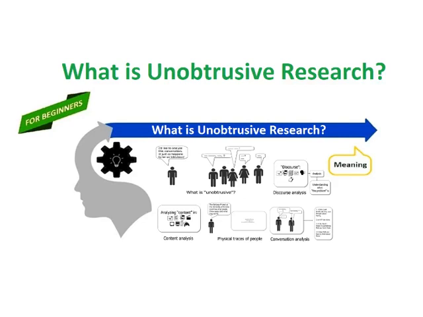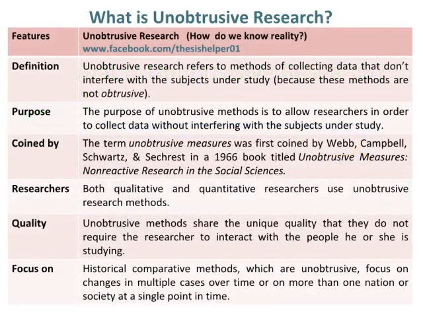What is unobtrusive research? Unobtrusive research refers to methods of collecting data that don't interfere with the subjects under study, because these methods are not obtrusive. The purpose of unobtrusive methods is to allow researchers to collect data without interfering with the subjects under study. The term unobtrusive measures was first coined by Webb, Campbell, Schwartz, and Sechrest in a 1966 book titled Unobtrusive Measures: Non-Reactive Research in the Social Sciences.